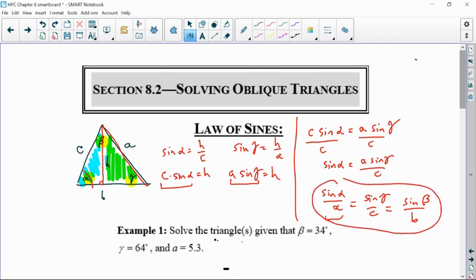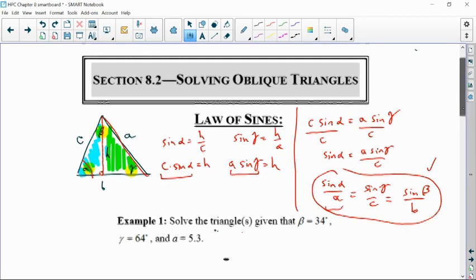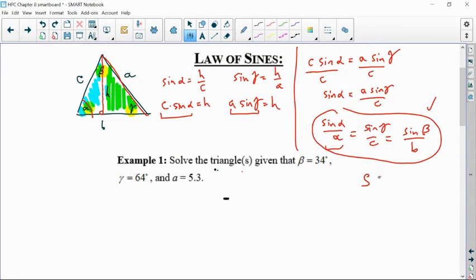Now, notice I said sometimes. Depending on what you're given, you might not be able to use this ratio. If all you know are the side lengths, like if all you were given are side, side, side, all three sides, you can't actually set up a ratio. You would need law of cosines, which we'll see in the next video. Or if you're given all three angles, then you can't use this either.